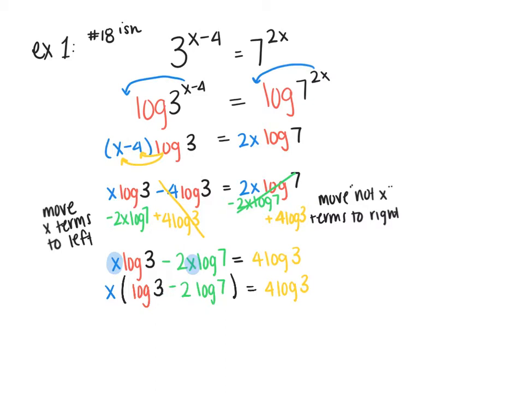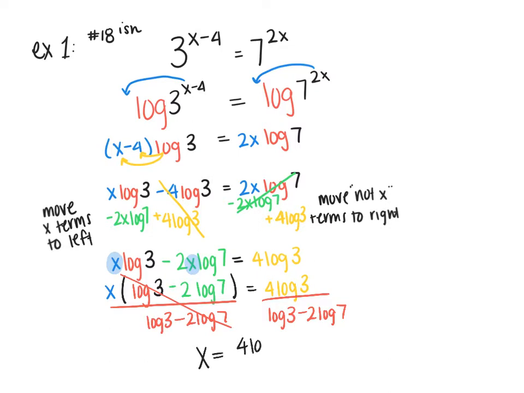Now I still want x by myself, so I have x times something. So to undo the times something, I'm going to divide every single thing by that big giant product. And I'm going to do it on both sides, which will leave me, those cancel. So my final answer will be x equals 4 log 3 all over log 3 minus 2 log 7. So there's my exact answer, which I didn't specify, but this is part A. Part A asks for the exact answer.